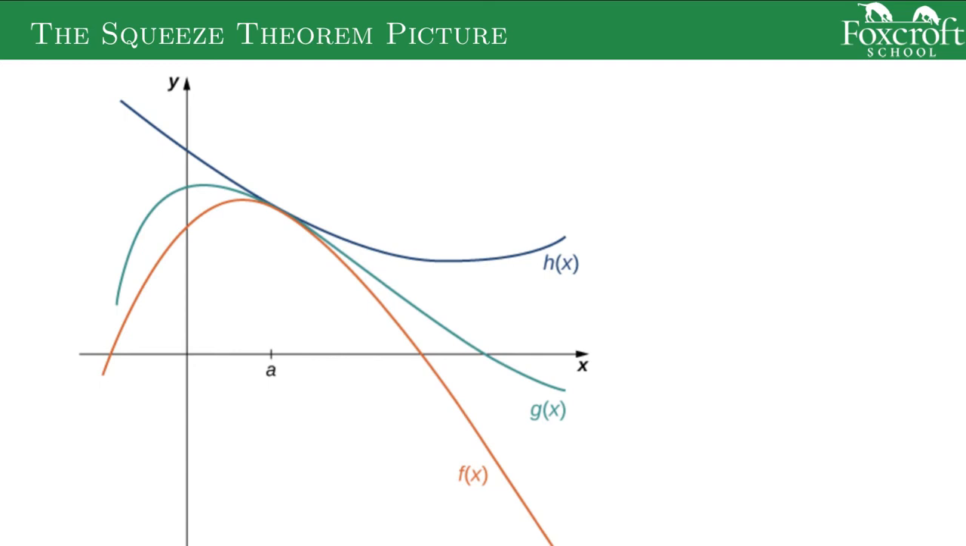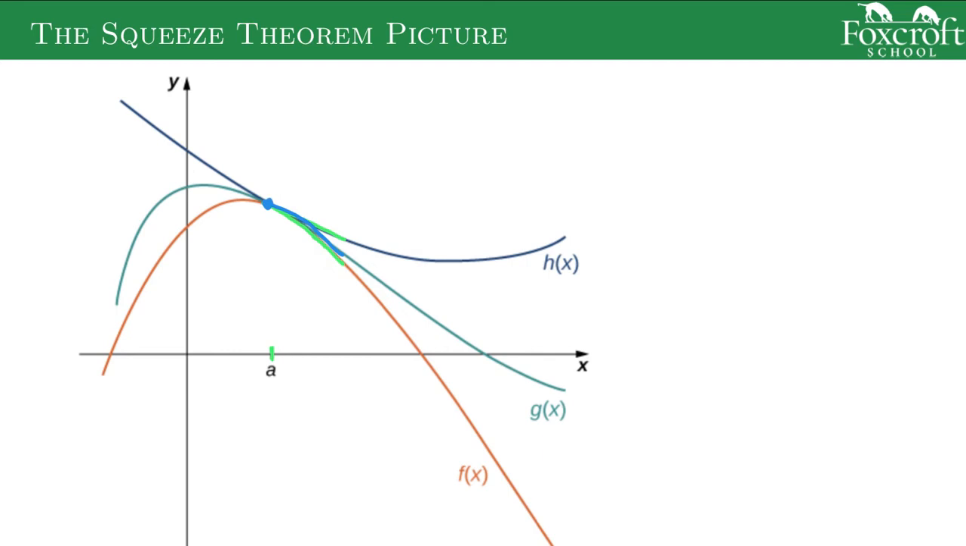All right, so here's the picture. Again, f, this orange line, is always below g. h is always above g, but you can see as we get close to our a value here, f and h create this funnel, and g, since it's getting squeezed in this funnel, has no choice but to be in the exact same place as f and h at that point.